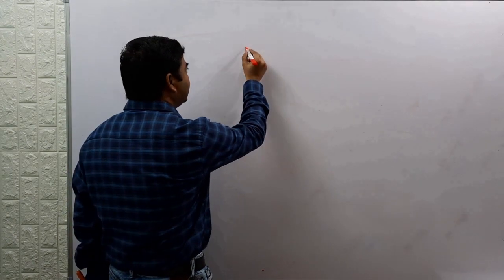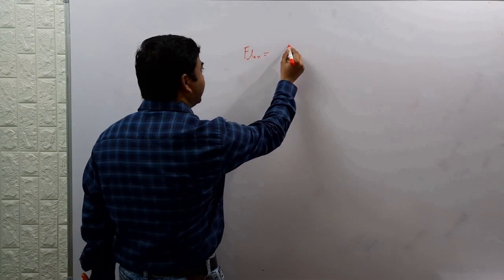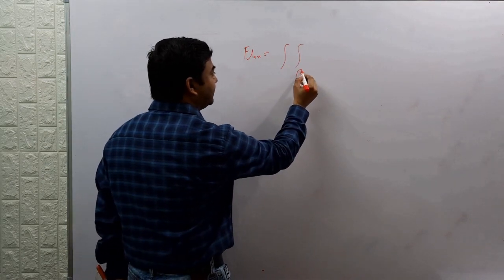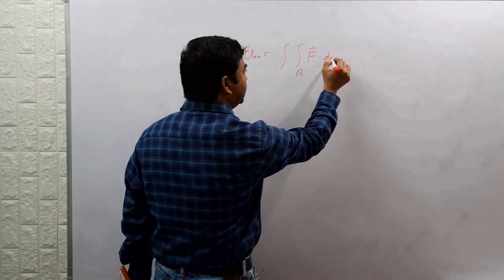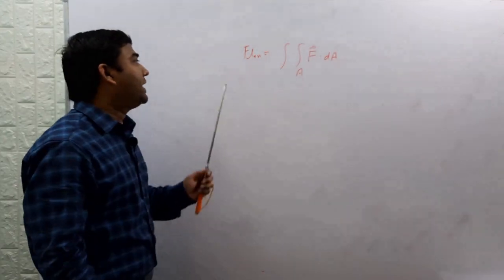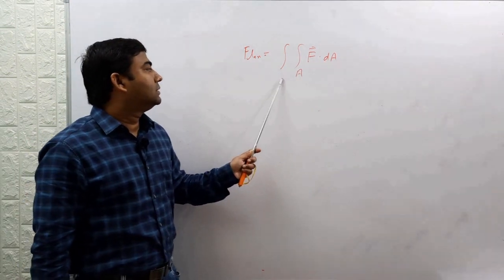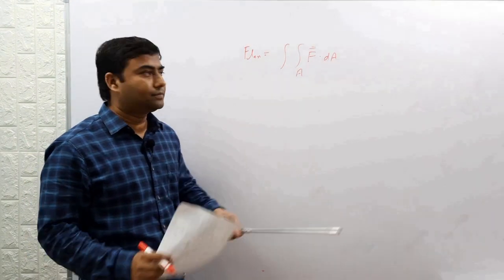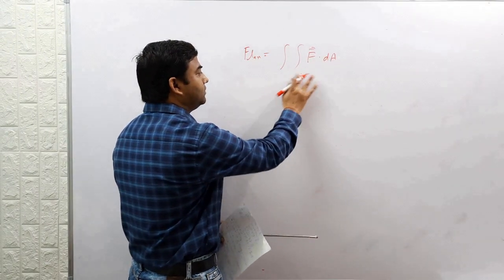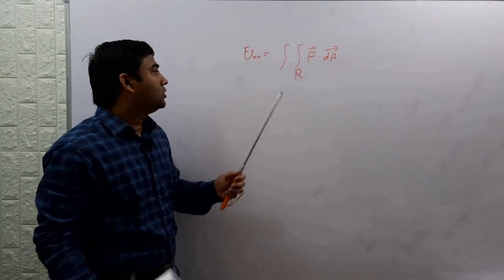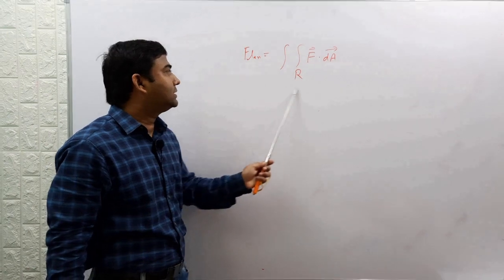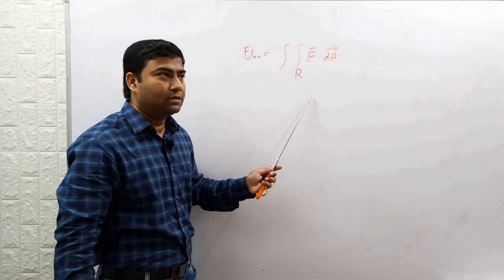So in standard vector calculus, you will find the standard definition of surface flux written in terms of double integration, the double integral of F dot dA. In vector calculus, the flux you will find written like this. Somewhere you will find A, or somewhere you will find R, R for region. dA is also a vector. So the standard definition of flux in vector calculus you will see like this.